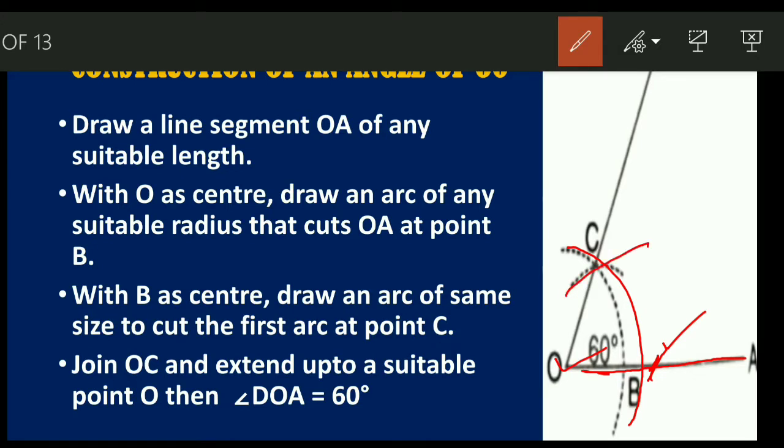Where you are cutting the arc, that part becomes point C. Now take the ruler and join this line. You have to go through the point C and extend the line. So then this angle will become 60 degree. Okay, so this is how you have to draw angle 60 degree.